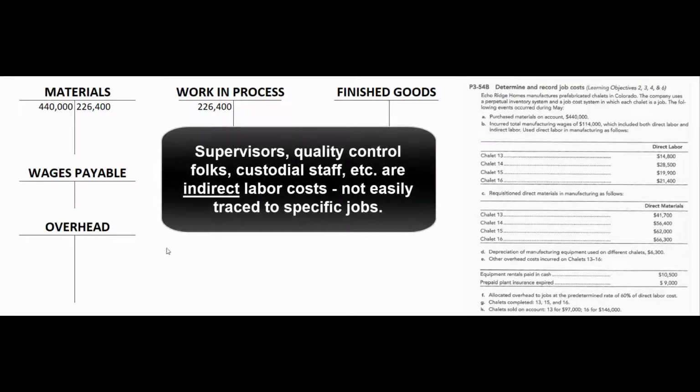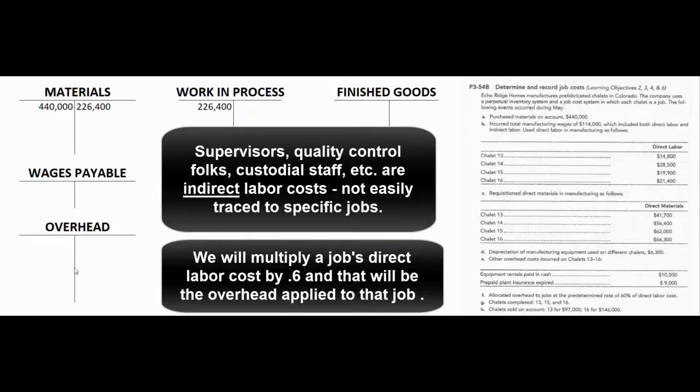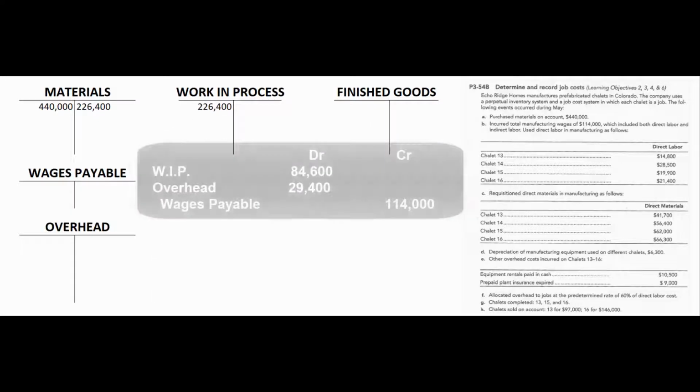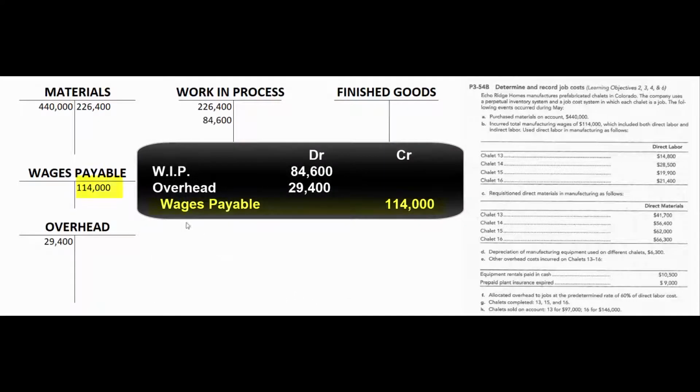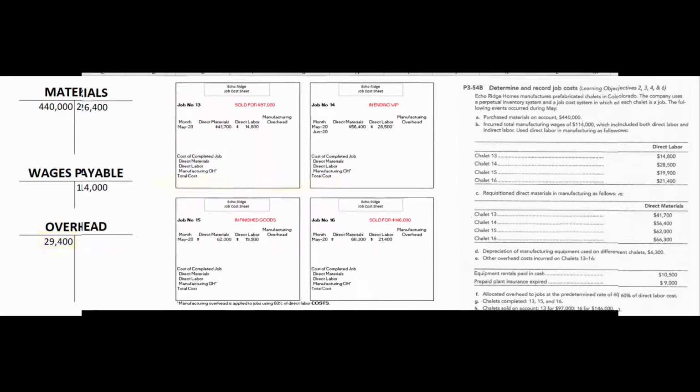So we don't know what the supervisor is doing at any moment. She may be at job 13, she may be at job 14, she may be at job 16, she may be back in the factory, she may be checking out Ralph. So there's no efficient way to allocate her time to each individual job. So we'll call that overhead and apply it to our jobs using our rule, which is 60% of direct labor costs. So we've credited wages payable for the total wages we owe, and we've debited the direct labor to work in process and debited the indirect labor to manufacturing overhead.